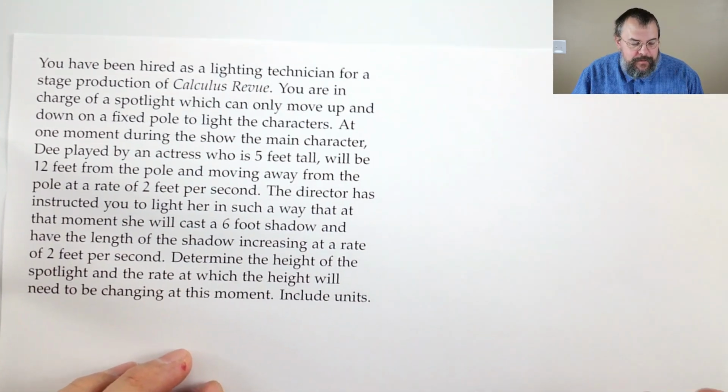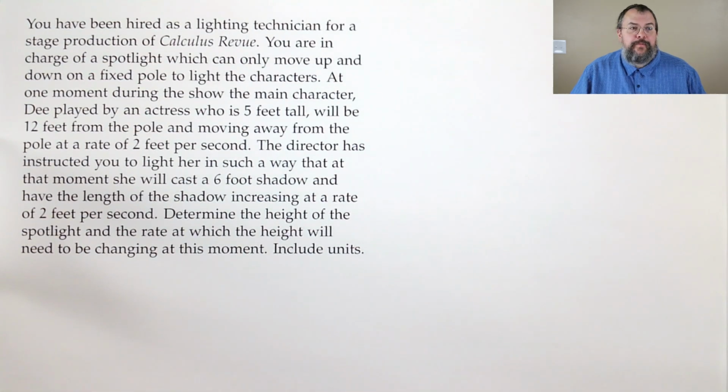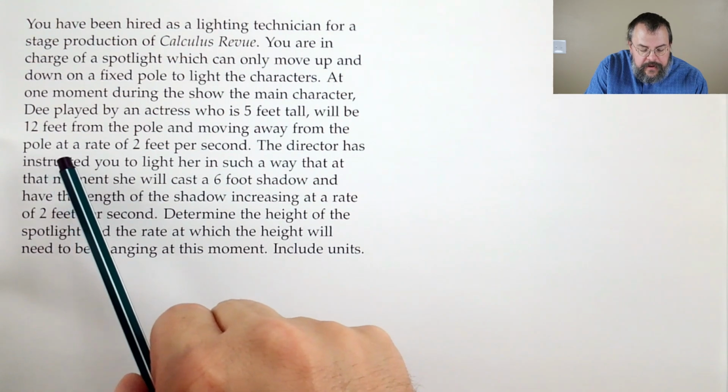So, one more problem. I know we've done a lot, but I think one more, and we'll call it a good day. You have been hired as a lighting technician for a stage production of Calculus Review. You are in charge of a spotlight, which can only move up and down on a fixed pole to light the characters. At one moment during the show, the main character, D, played by an actress who is 5 feet tall, will be 12 feet from the pole. You might think, hey, didn't we have a 5-foot tall problem before? Well, it turns out 5 is a very convenient number, which happens to be a reasonable height for people.